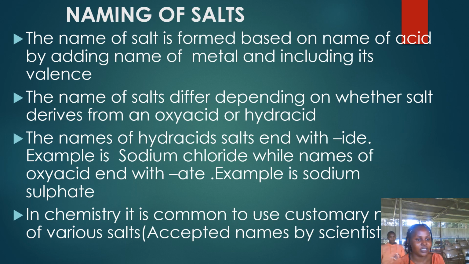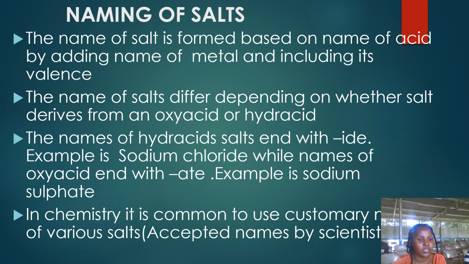We need to know that cations can be composed of one atom, a monatomic cation, or more than one atom, a polyatomic cation. Likewise, an anion can be composed of one atom, a monatomic anion, or more than one atom, a polyatomic anion. As I said earlier, the name of a salt starts with the name of the cation followed by the name of the anion. The name of every salt consists of two parts: the first part comes from the metal, and the second part comes from an acid.